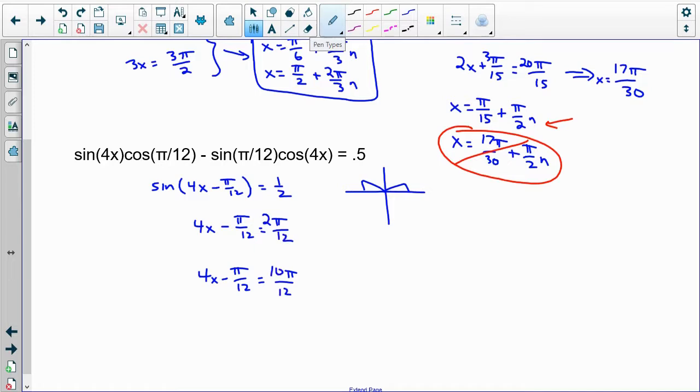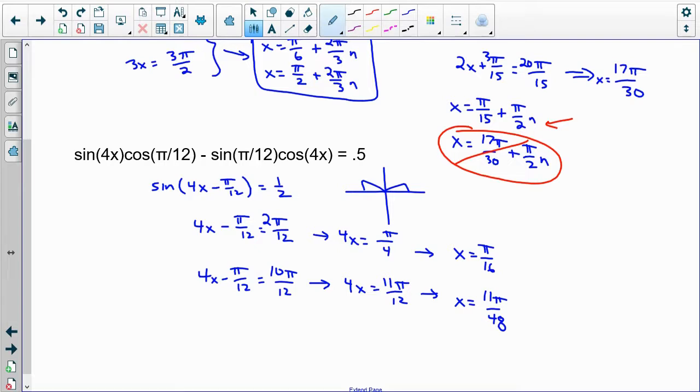And then after I add things over, I get 4x equals 3 pi over 12, which is the same thing as pi over 4. And down here, I have 4x equals 11 pi over 12. So when I continue to solve these things, I have x equals pi over 16 and x equals 11 pi over 48.